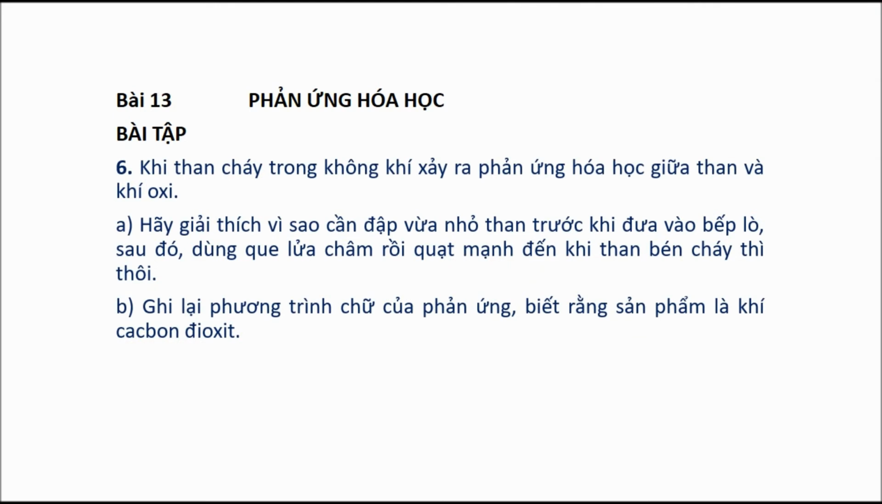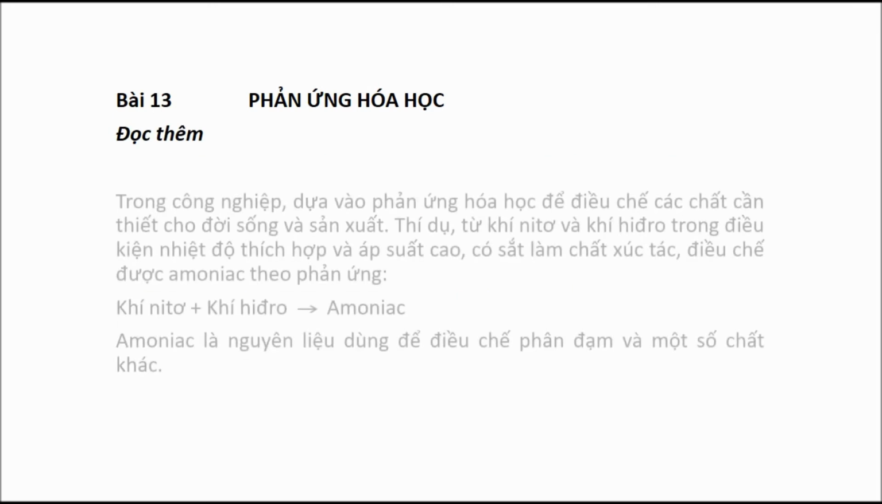6. When coal burns in the air, the chemical reaction between coal and oxygen occurs. A. Explain why it is necessary to grind coal before placing it in the stove, then use a rod to light it and blow strongly until the fire catches the coal. And B. Write the chemical equation in words, given that the product is carbon dioxide gas.